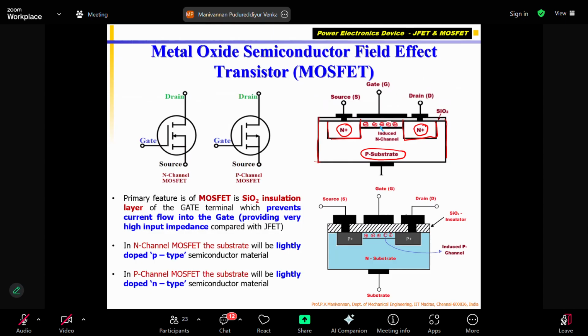N is N-type material. P means P-type, where positive charges are the majority carrier. Okay. In N, you have electrons, negative carriers. So you dig 2 wells in the P substrate, deposit N-type semiconductor material. So that is also heavily doped. Plus means heavily doped. That means more electrons are there.